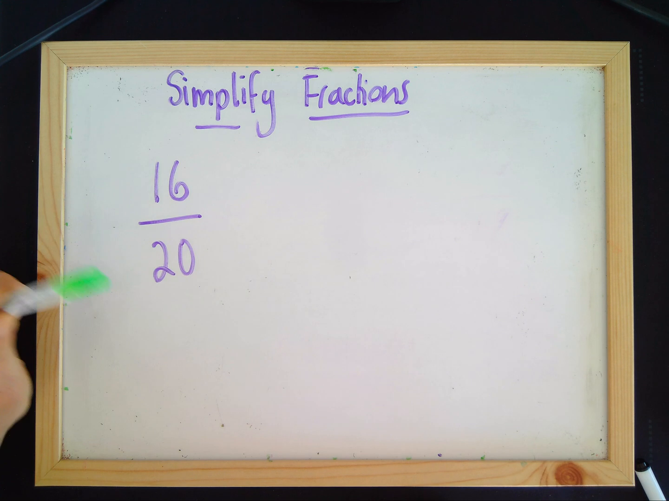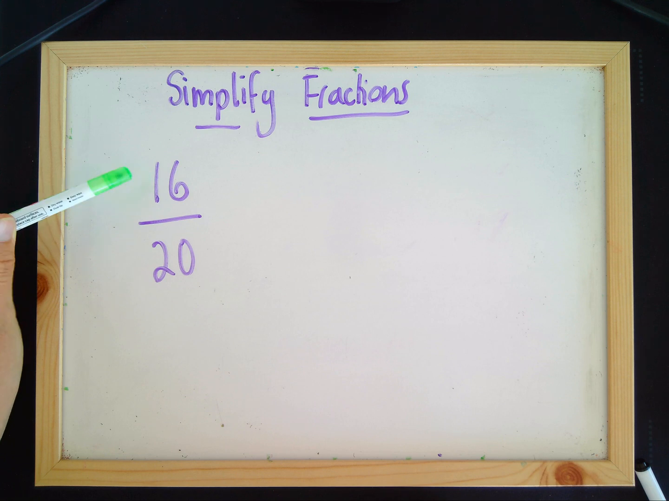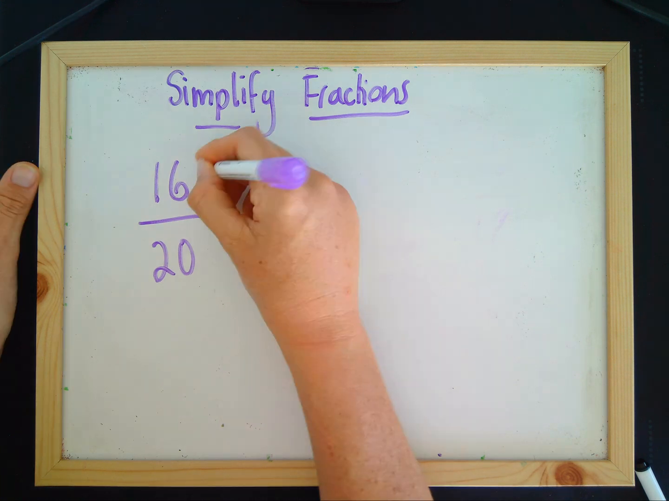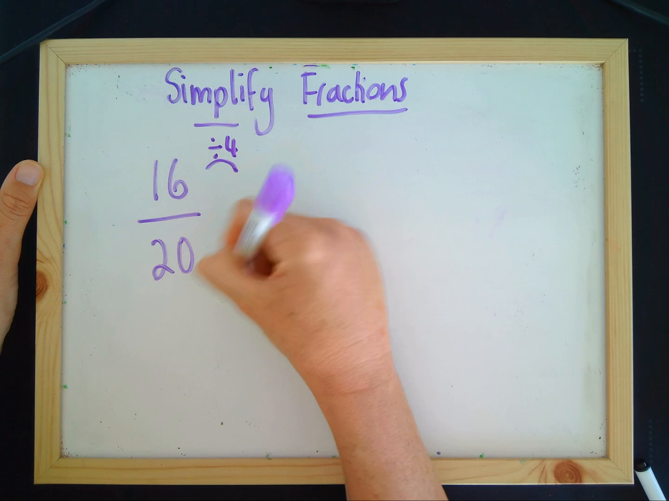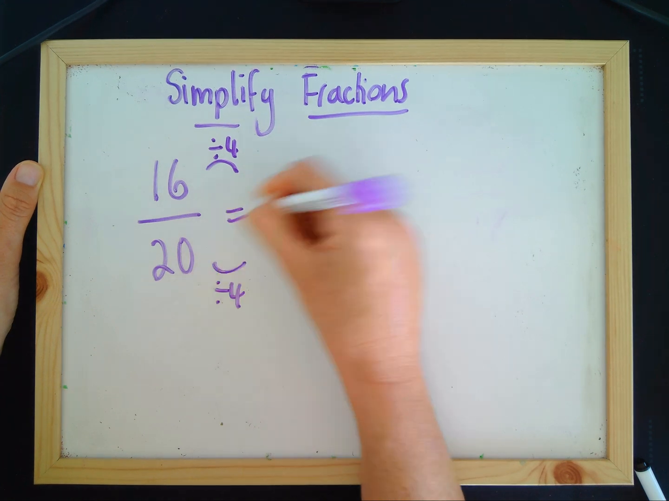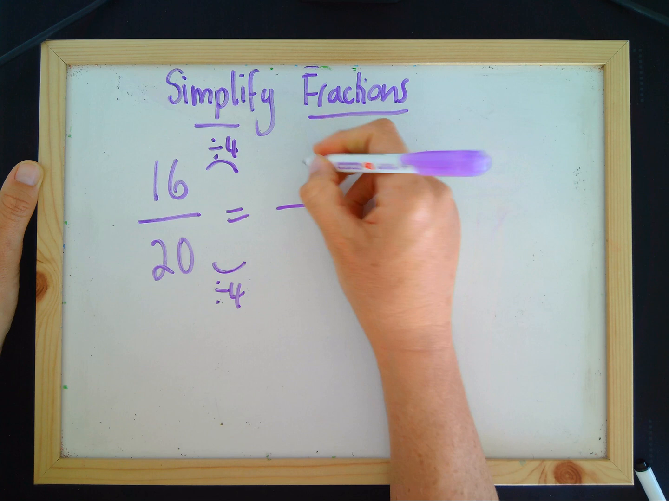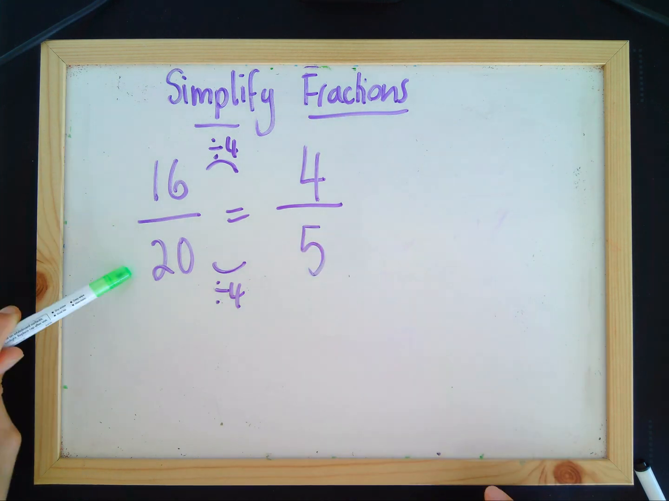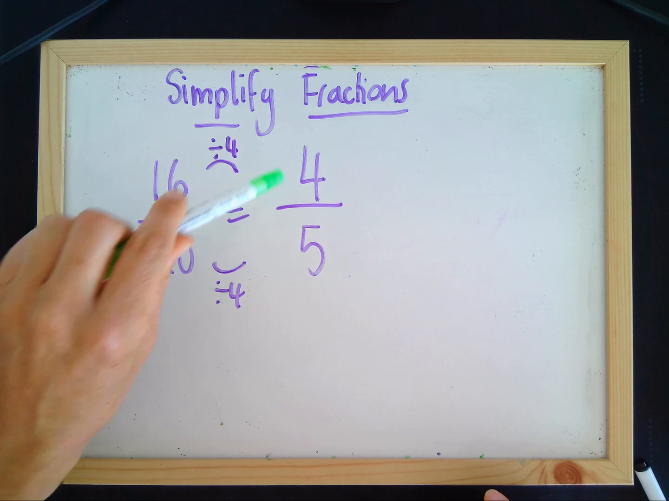Last week we spoke about factors. What I'm looking for is the largest factor of 16 that is also a factor of 20. Now I know in my head that the largest one is 4, so I can divide the top and the bottom by 4. 16 divided by 4 is 4, and 20 divided by 4 is 5. So 16 over 20, if I simplify that, I get 4/5.